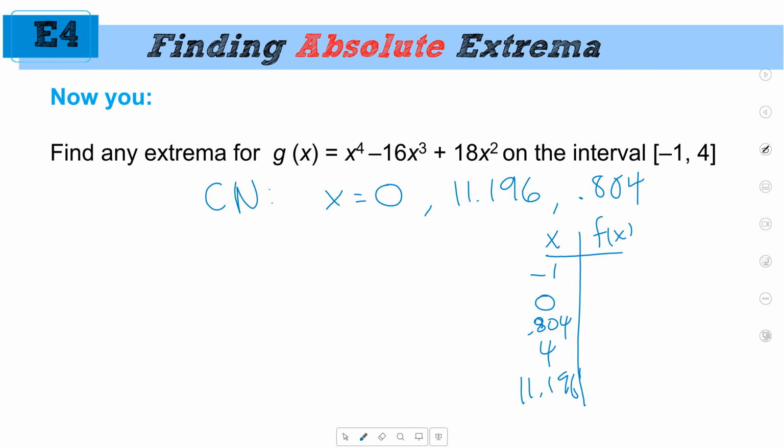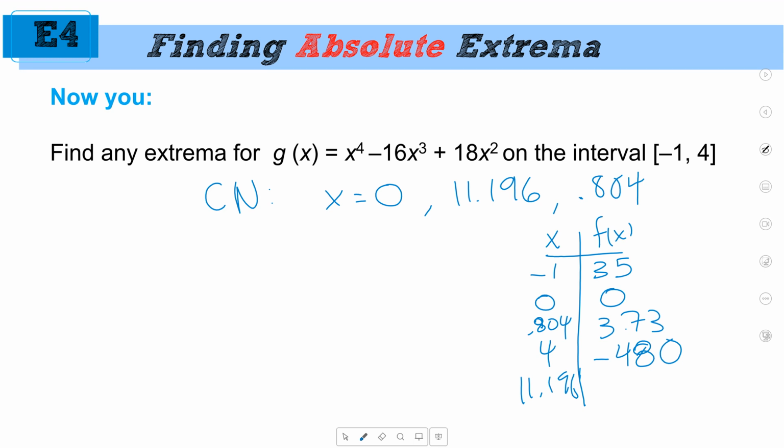Okay. So, we get some answers here. When I plug -1 in, I get 35. When I plug 0 in, I get 0. Did that one without a calculator. 0.804? Close enough. 4? I'm sorry, -480? Ooh, that's a big number. And 11.196 is going to be even bigger.